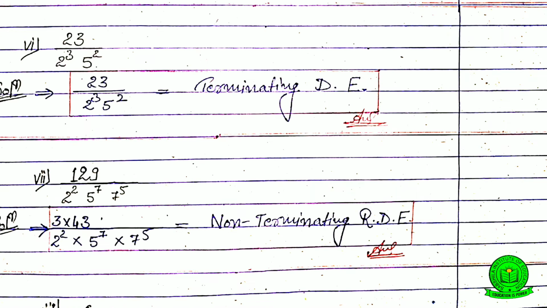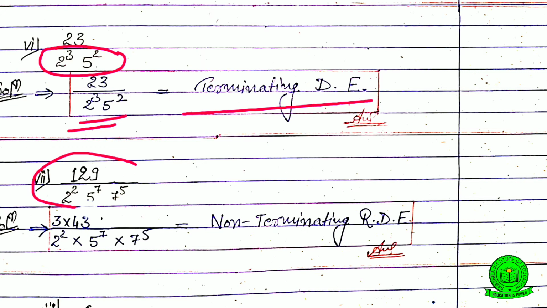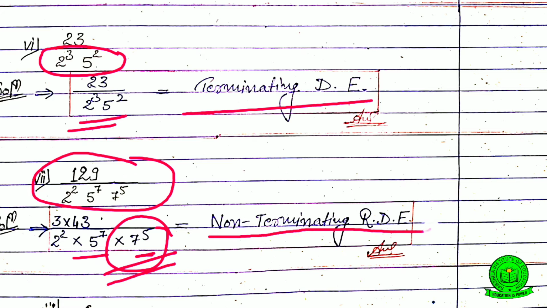See question number 6. Here is 23 by 2 to the power 3 and 5 to the power 2, that is 2 cube and 5 square, so it is a terminating decimal. See question number 7. 129 divided by 2 to the power 2, that is 2 square, 5 to the power 7, 7 to the power 5. Here 5 and 7 are there, so we can say that it is a non-terminating repeating decimal expansion.